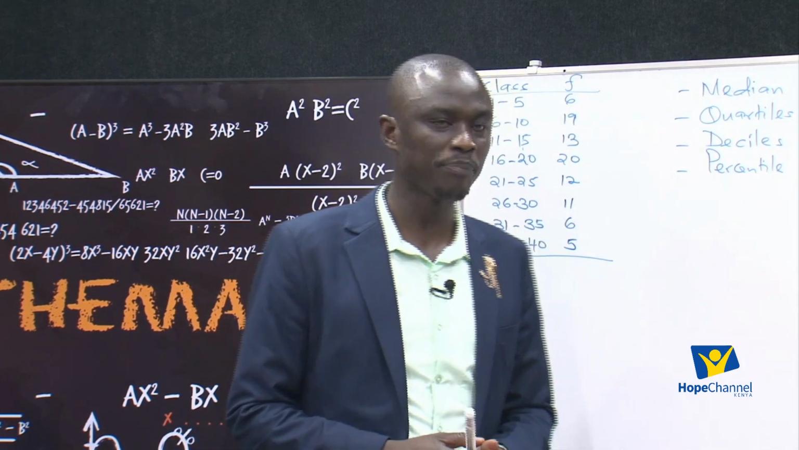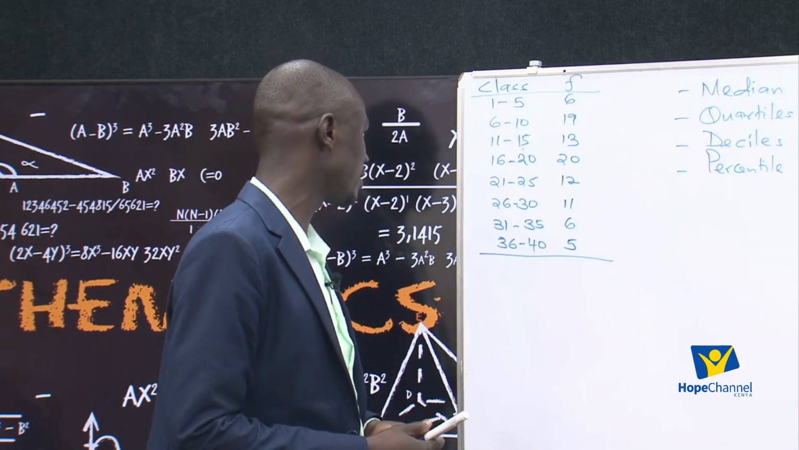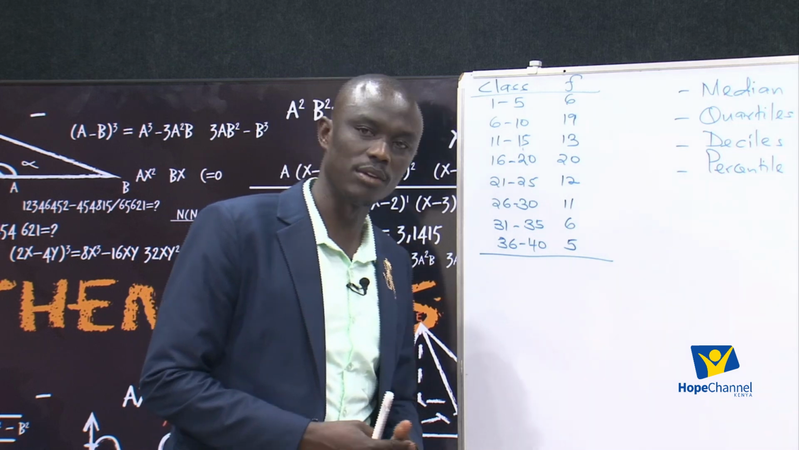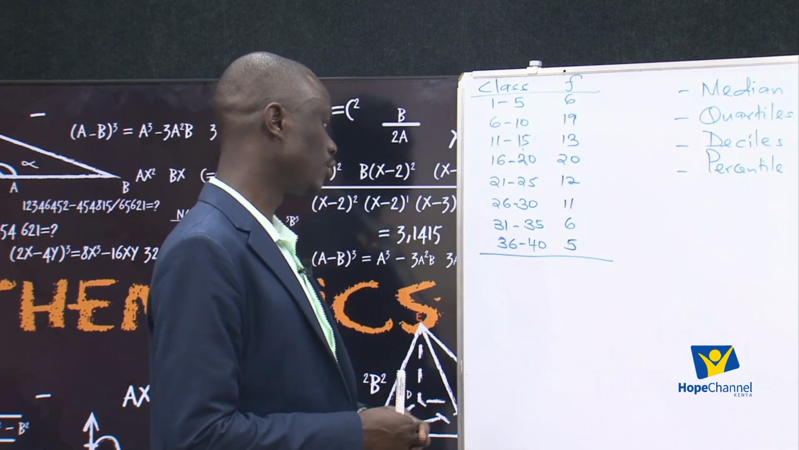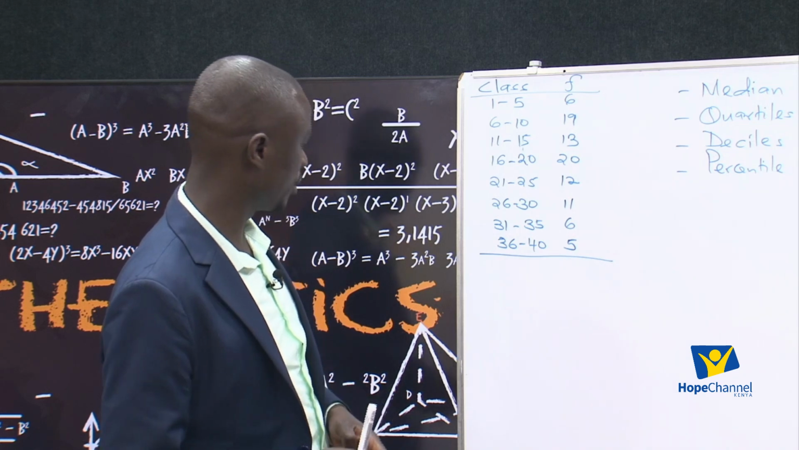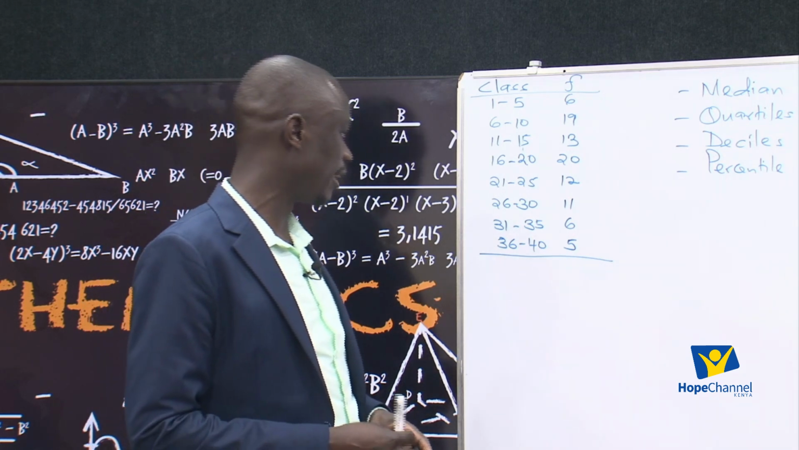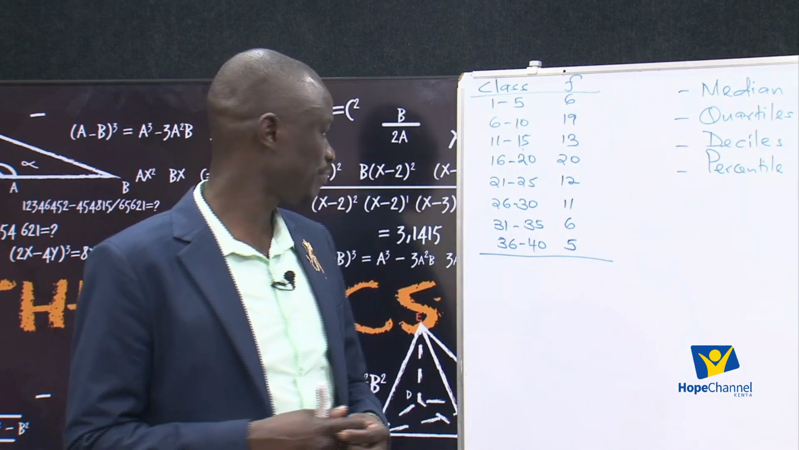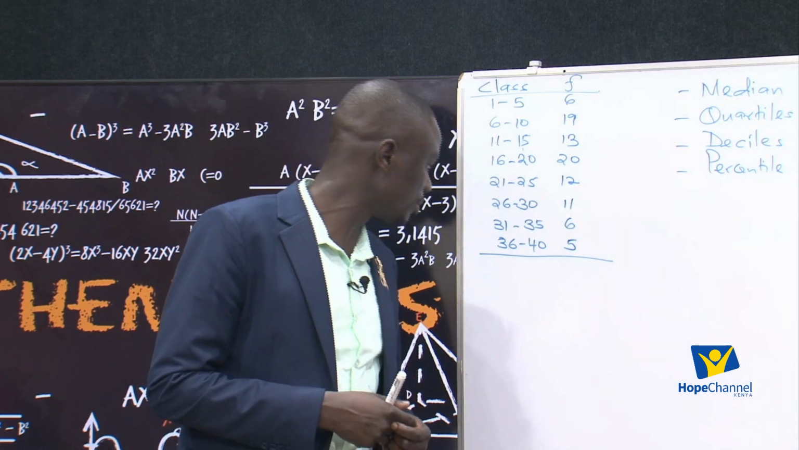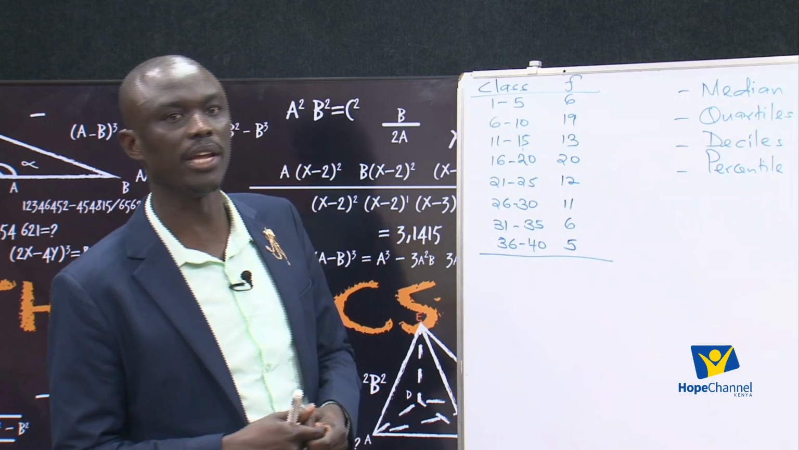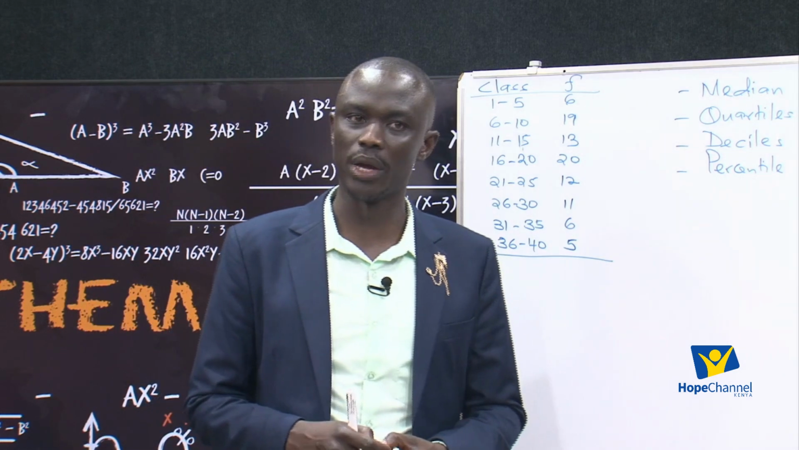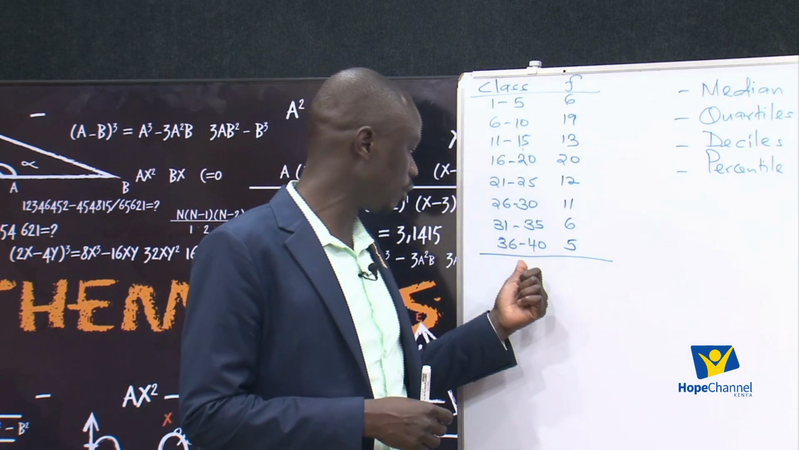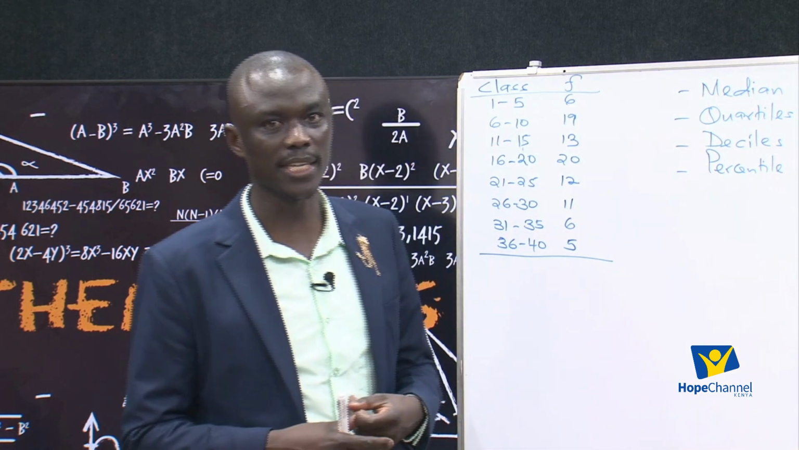So briefly, we were discussing how to calculate the mean of grouped data and also the mean of ungrouped data. We also mentioned how to calculate the variance, both for grouped data as well as ungrouped data. We mentioned also how to calculate the standard deviation as well as the mean absolute deviations of both grouped and ungrouped data.